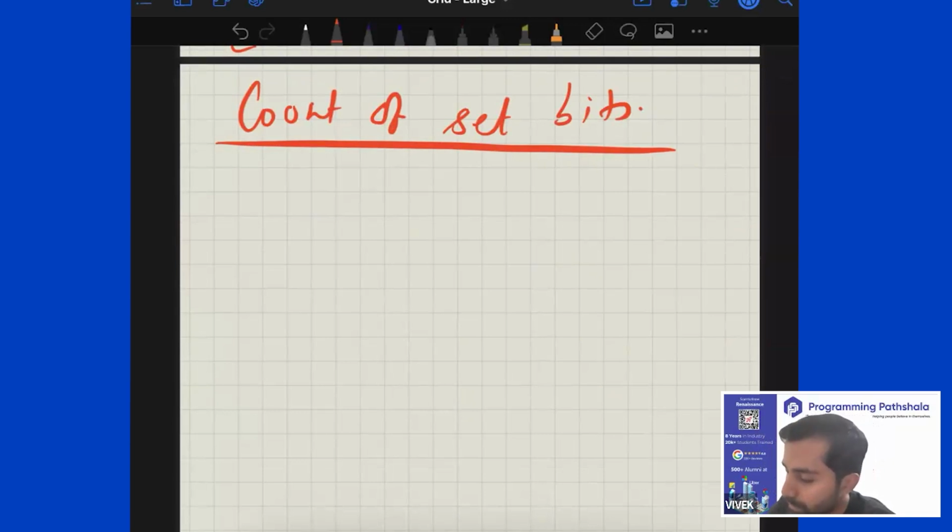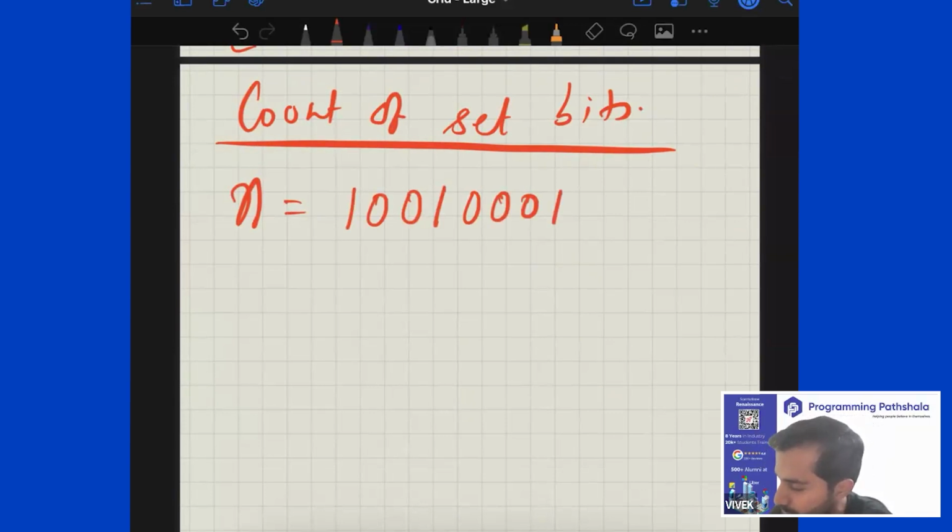Okay, so let us say you have a number n and its binary representation is of this form: 1 0 0 1 0 0 0 1 0 1 0 0, something like this. This is some number and you have to count the number of set bits. So how many set bits are there? You can see 1, 2, 3, 4. So your answer should be 4, right?